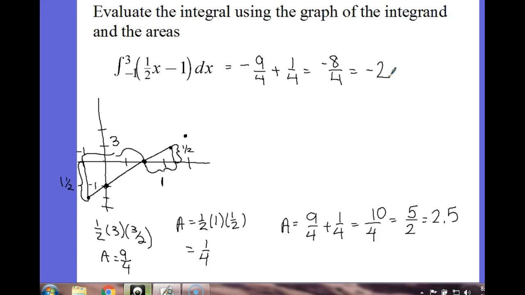So area is like you ignore all signs. Area is like speed. It's a magnitude. It's absolute value. And then with the integral you do have signs. Exactly. Okay, thank you. You're very welcome.